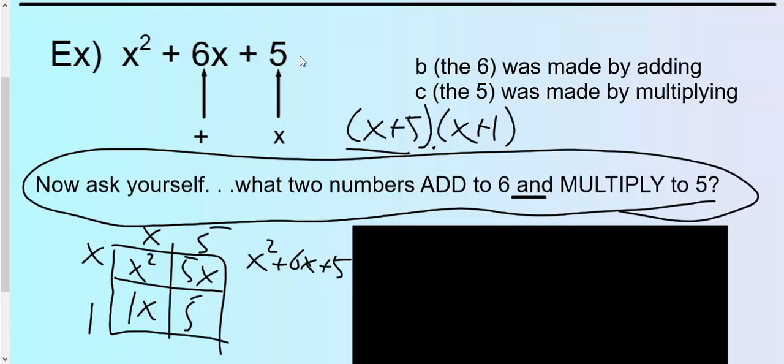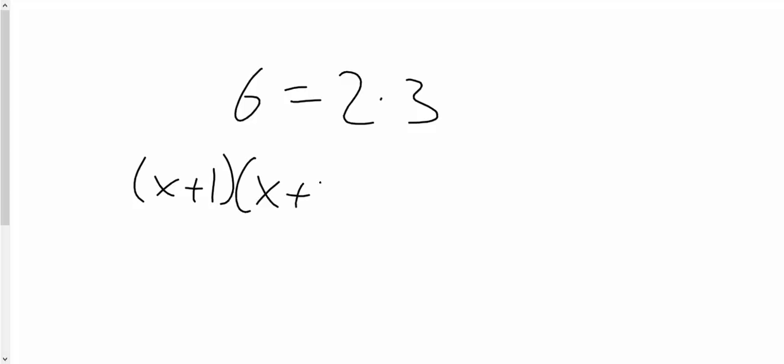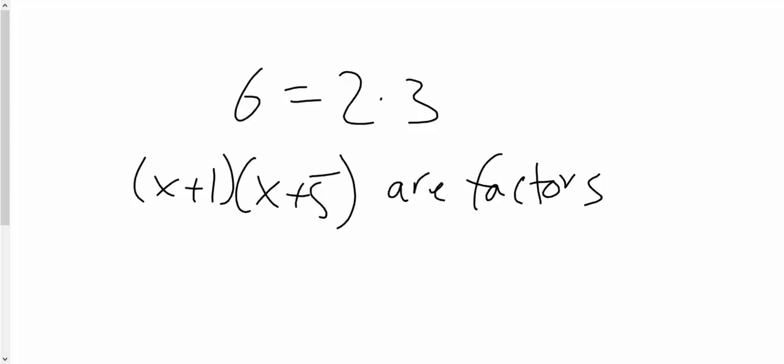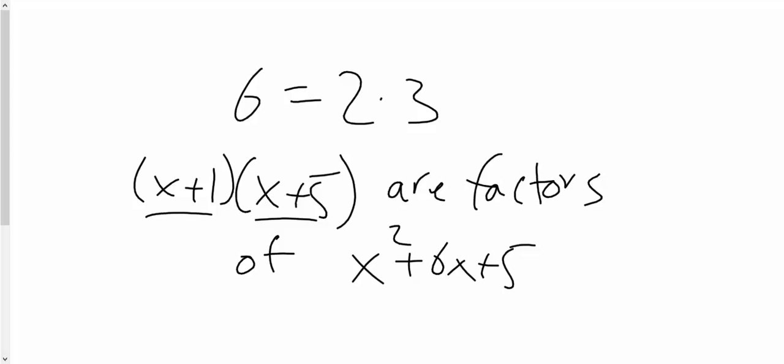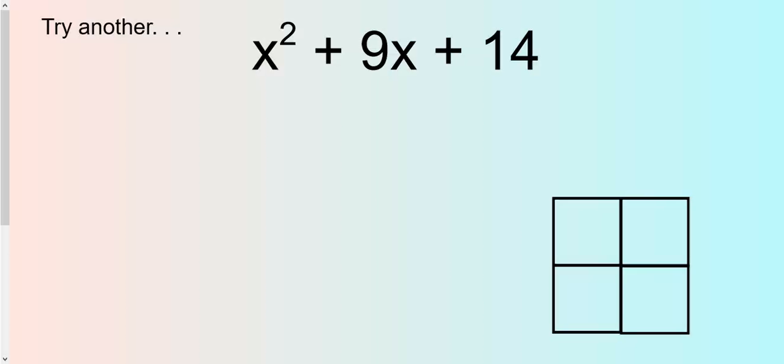So if you take x plus 5 and multiply it by x plus 1, it's going to give you this here. If you think of what factoring means, a factor just means what two numbers will multiply to that number. For example, 2 and 3 are factors of 6. So similarly, x plus 1 and x plus 5 are factors, meaning they multiply to x squared plus 6x plus 5. These two things are factors of this here. And that's the concept that we're going to be working on.